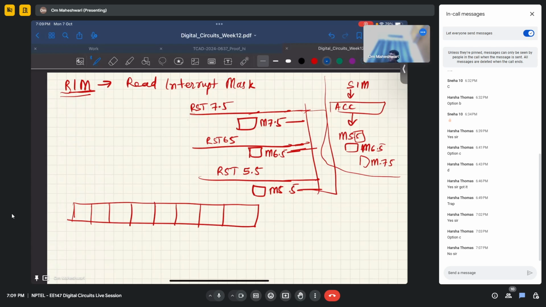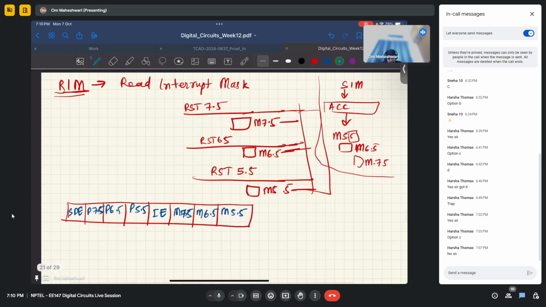So the first bit is for M5.5, then M6.5, M7.5. It is interrupt enabled. Then it is P5.5, P6.5, P7.5, and serial data enabled. So basically, what it corresponds to, these are directly, if it is 1 or 0, it will set 1 or 0 here, right? These we can see directly.